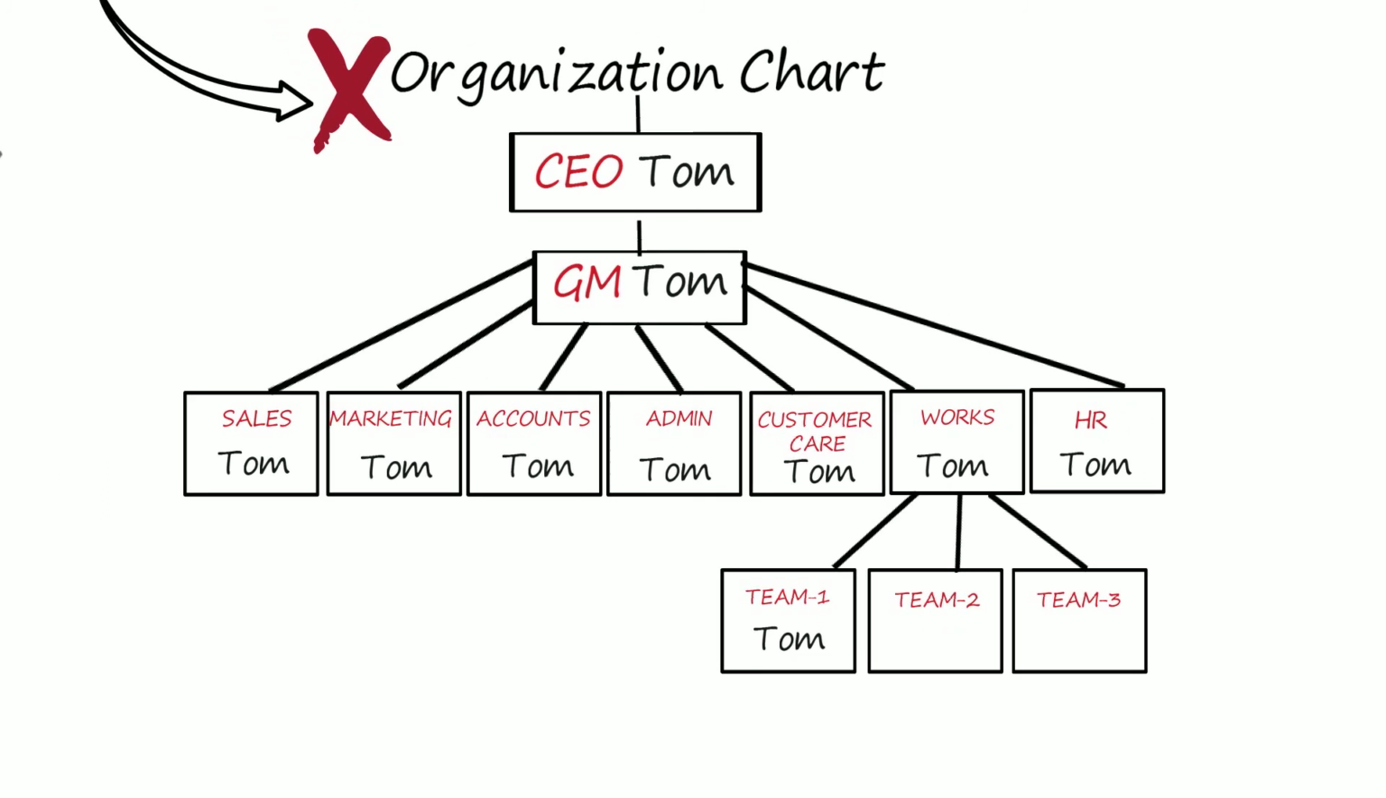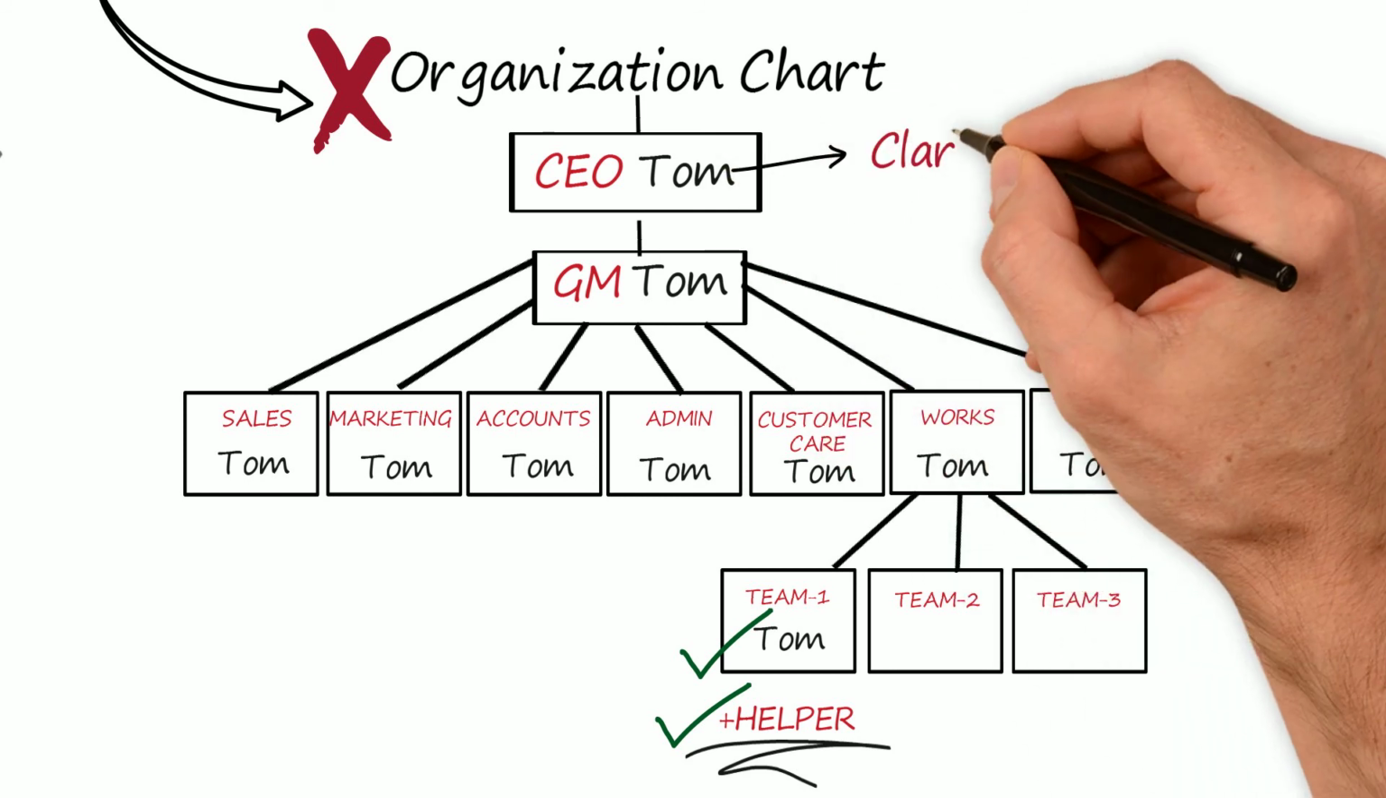Tom is also the number one plumber and he has a helper. In this organisation here, there's two employees. There's Tom and Tom's helper. Tom's helper just fulfills one role, which is a helper to Tom, whereas Tom fulfills the role of CEO, general manager, sales, marketing, accounts, admin, customer care, works, HR, works. He's also the plumber as well.